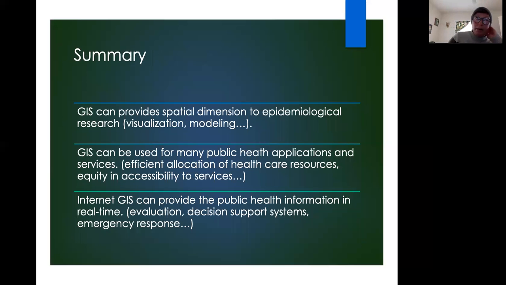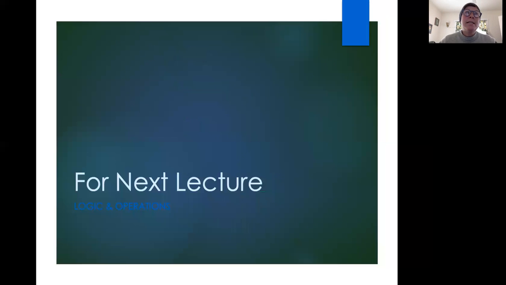Okay, I'm going to skip the summary, except just to say GIS is useful for all this stuff. For next lecture, I'm going to talk about logic and operations using the AND and OR functions in GIS, which is going to be useful for our next lab.